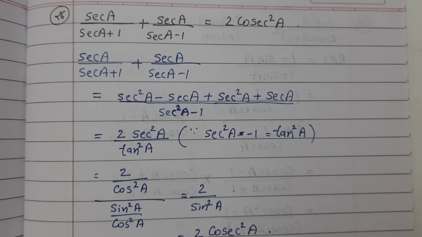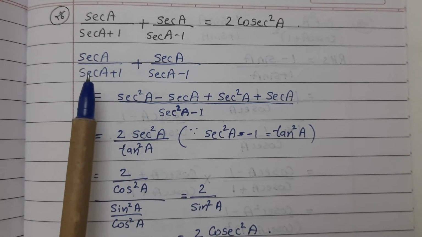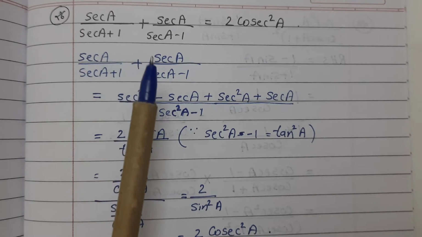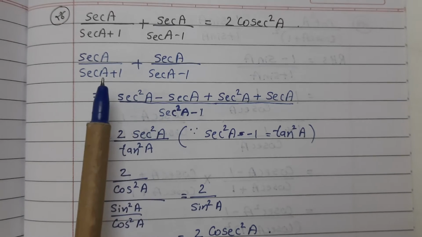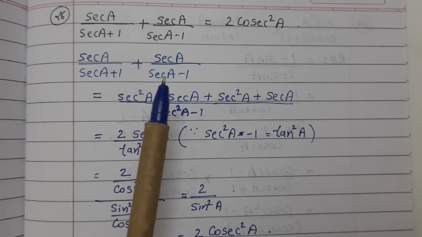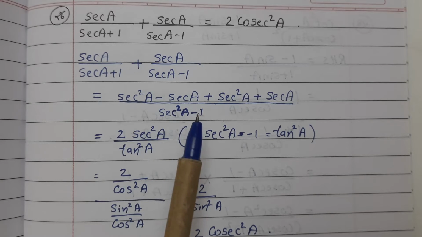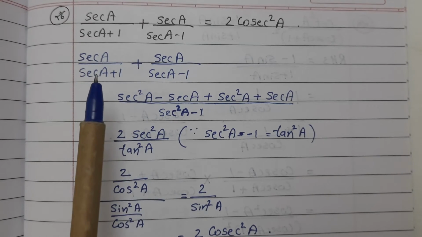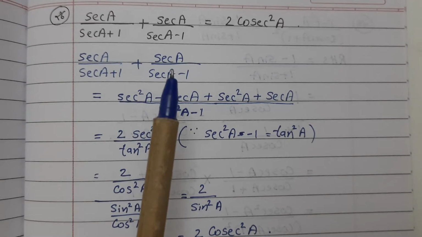Sum number 26. Left hand side is equal to sec A upon sec A plus 1 plus sec A upon sec A minus 1. LCM of the denominator is sec A plus 1 into sec A minus 1, which is sec square A minus 1. This term multiply and divide by sec A minus 1. This term multiply and divide by sec A plus 1.